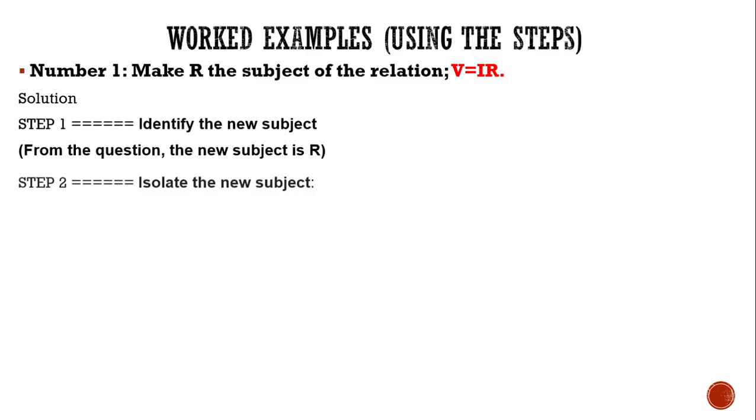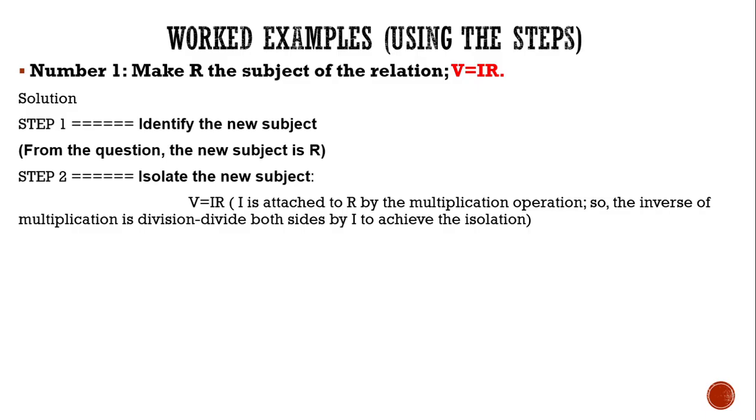What does step 2 say? Step 2 says isolate the new subject. If you are going to isolate the new subject, you will rewrite the equation or formula. Looking at this equation, we want to isolate R, but something is holding on to R. Letter I is attached to R.